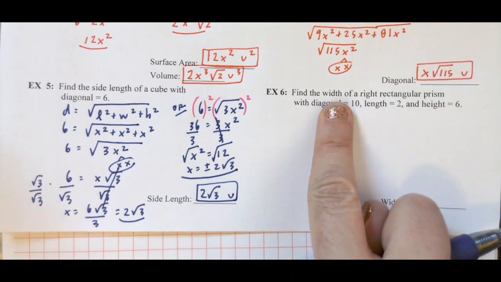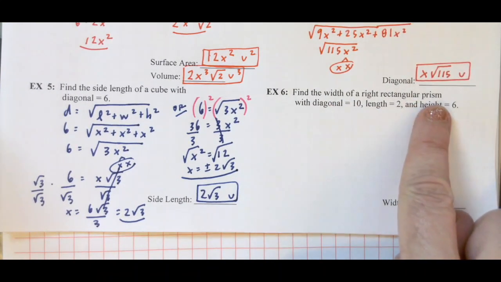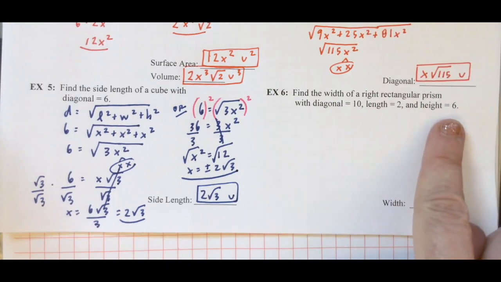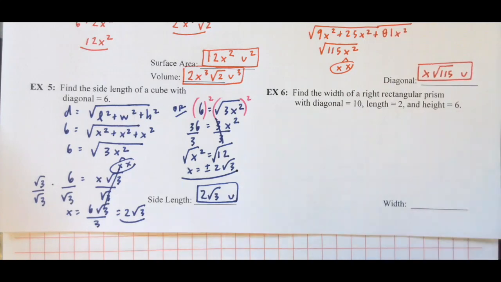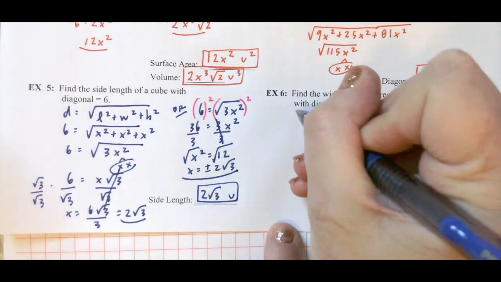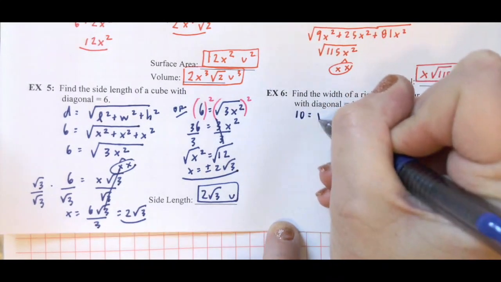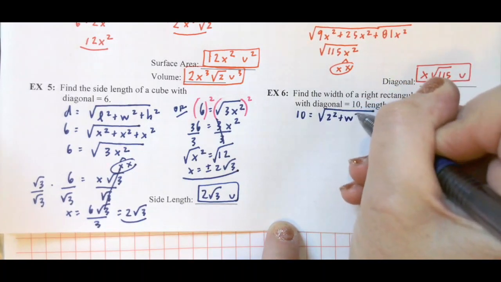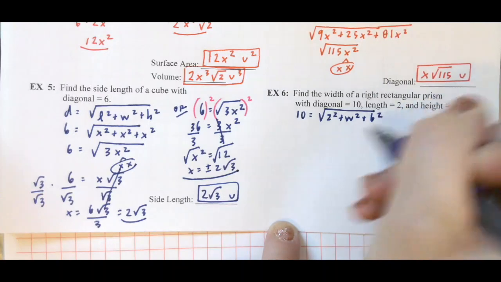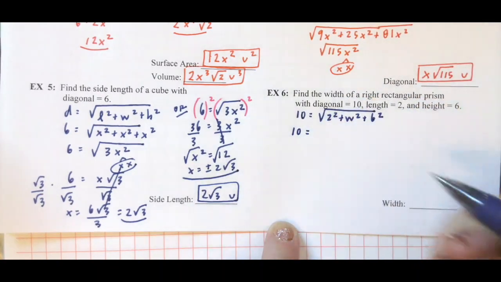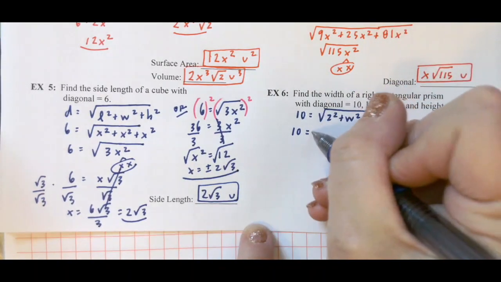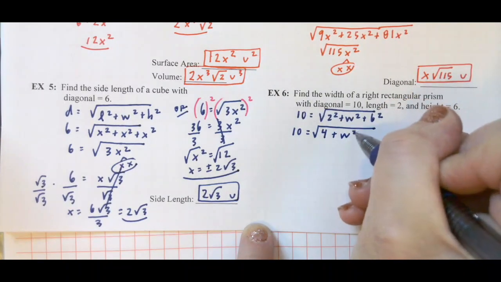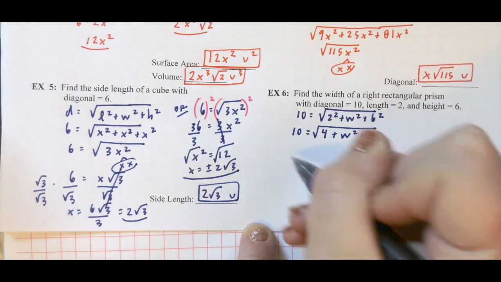Find the width of a right rectangular prism. Our diagonal is 10, length is 2, height is 6. So same formula, I'm just going to plug in my parts. Diagonal is 10, square root, 2 squared plus width squared plus 6 squared. I'm trying to isolate that W, my width. So square root 4 plus the width squared plus 36.